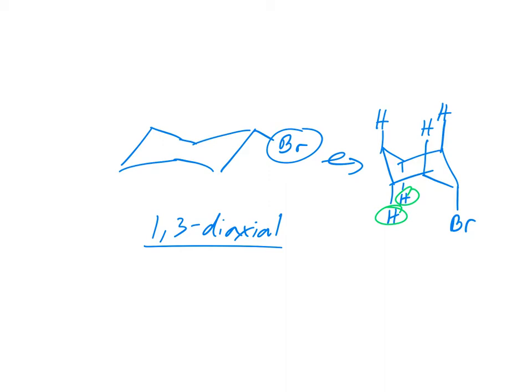So why is it 1,3? The 1,3 just refers to, if you look at this bromine, 1, 2, 3 carbons away, that's where the other axial position's at. So it's 1,3 because it's just 3 carbons away. That's all that 1,3 means.